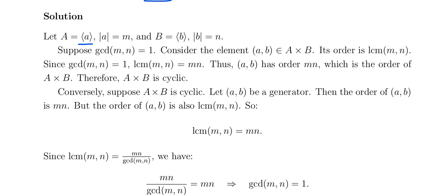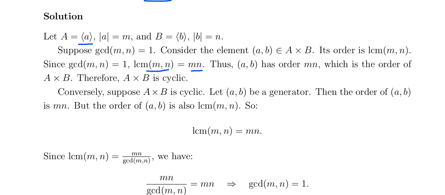So what is the order of this one? Is it the LCM of m comma n? The GCD of m comma n is equal to 1. What about the LCM of m comma n? That is the product mn. Okay, this is obviously true.